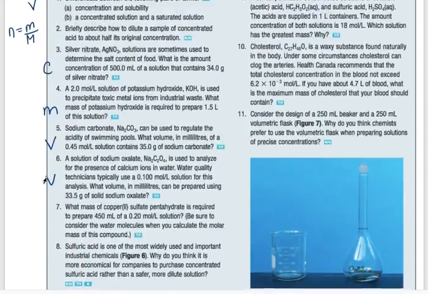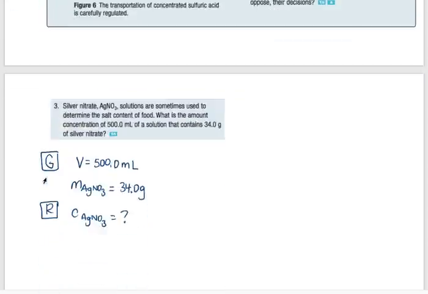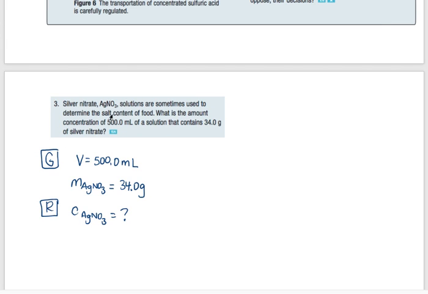All right, so the first one I'm going to do here is question 3. So I already started here. I have the question here. We're reading through. We have silver nitrate solutions are sometimes used to determine the salt content of food. What is the amount concentration of 500 milliliters of the solution? And we know that it contains 34 grams of silver nitrate. Okay, so those are the given pieces of information.